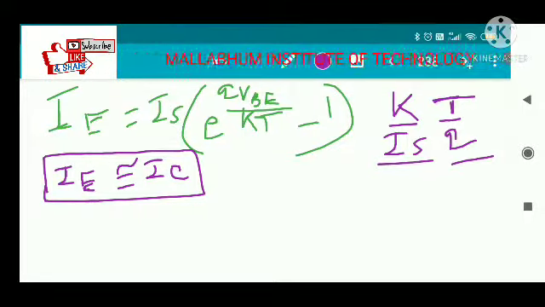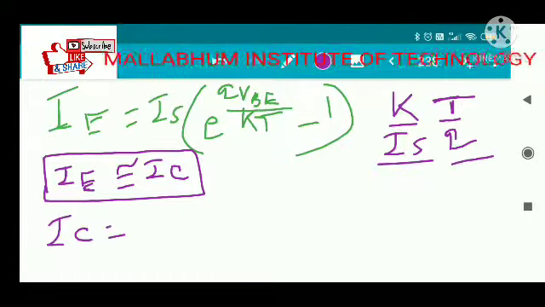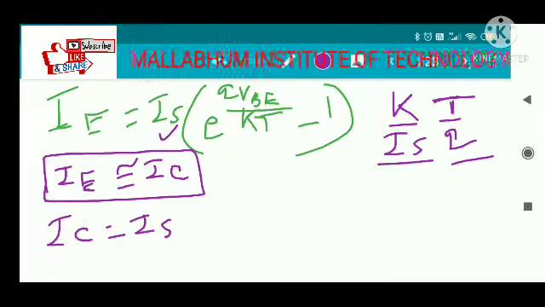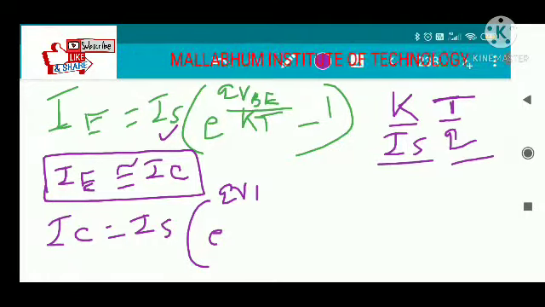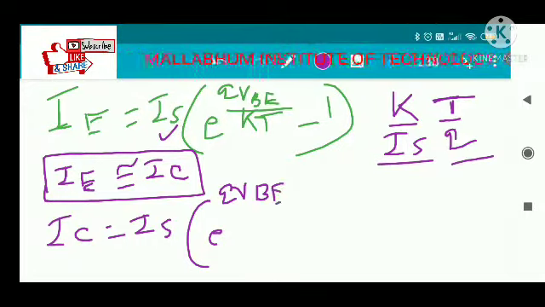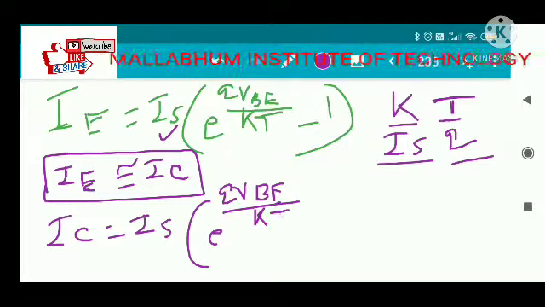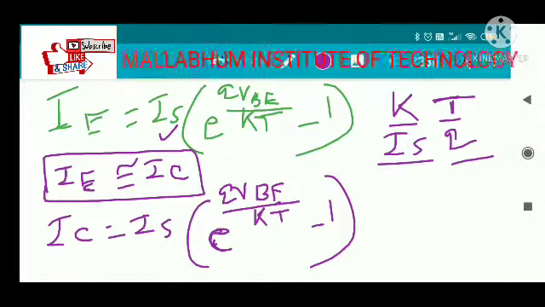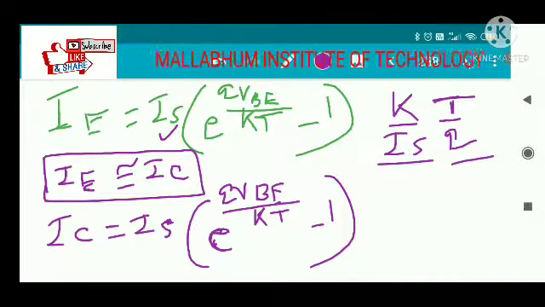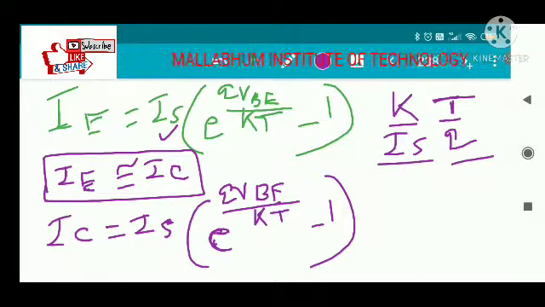So as IE is nearly equal to IC, this IC will also be the same: IS e to the power Q into VB divided by KT minus 1. Okay, so this is your equation for the IC.